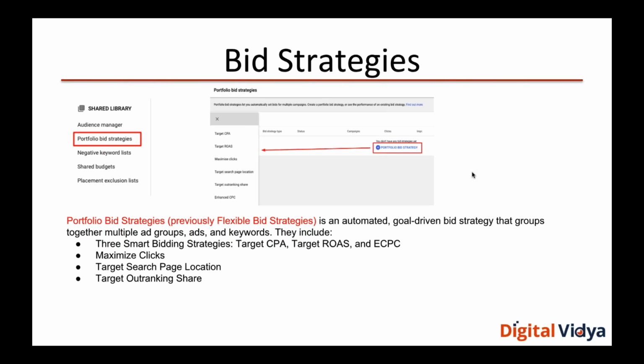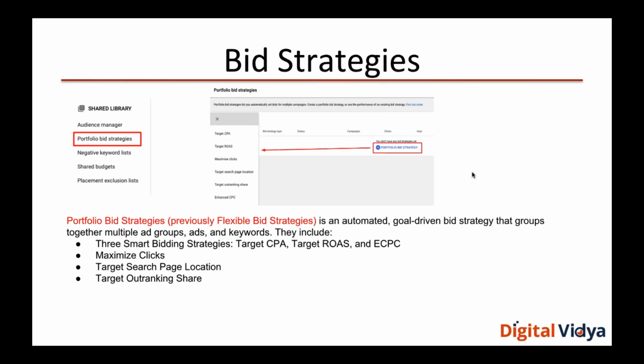Then you have target search page location. As I told you, if I'm an advertiser who wants my ad to show up only on the first page, I can use target search page location. And there are two options here. One, to show up anywhere on the first page, or show up on the first half of the first page, the top 4 ads you see there. So if I'm keeping it like that, the system will try to arrive at bids which can help me get to that position.